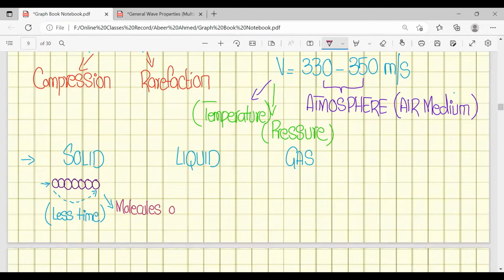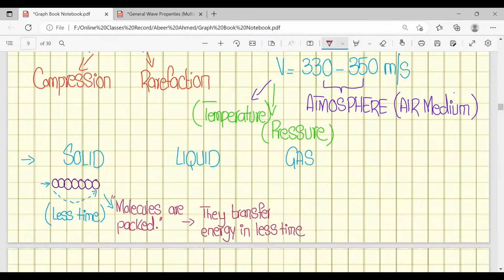Molecules are packed with each other, right? So this is the reason they transfer energy. They transfer energy in short time or in less time, right? So this is the scenario for solid, right?